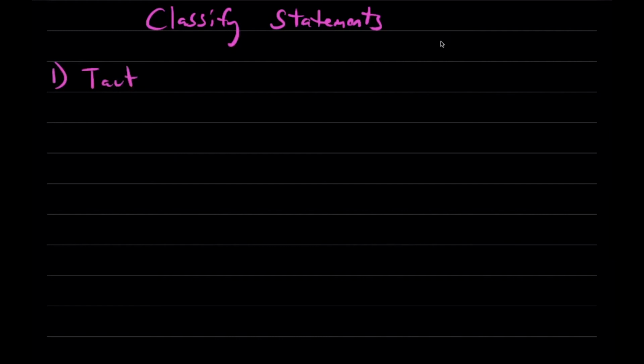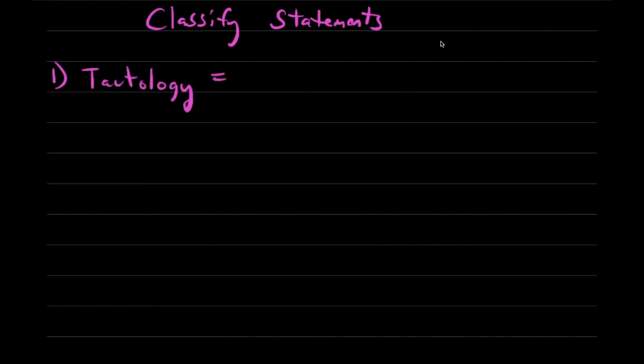Happily, there are some things you can learn about individual statements that are pretty handy, and I think you'll see why here in just a minute. One thing you can do is you can classify statements. And all statements can be classified into one of three different kinds. One is a tautology.